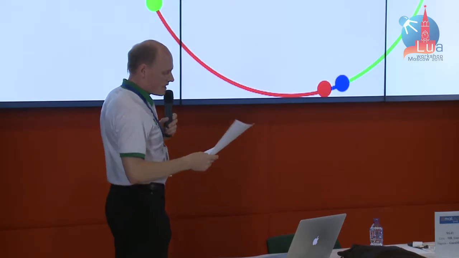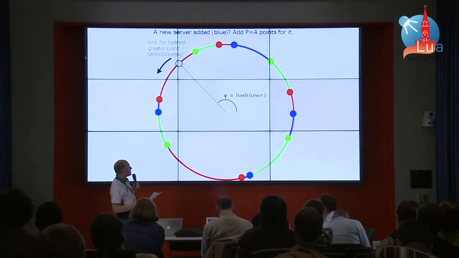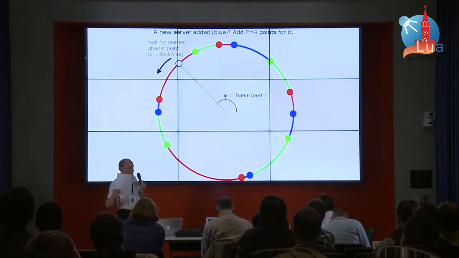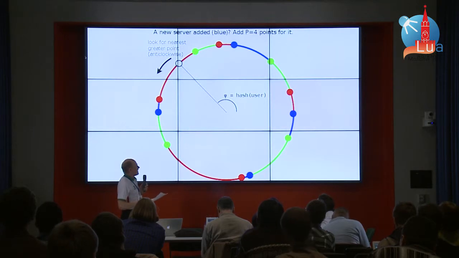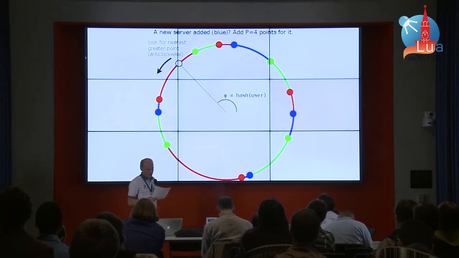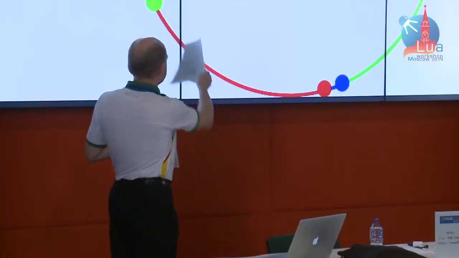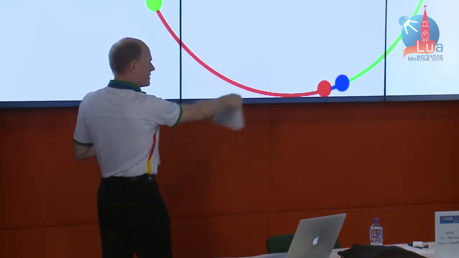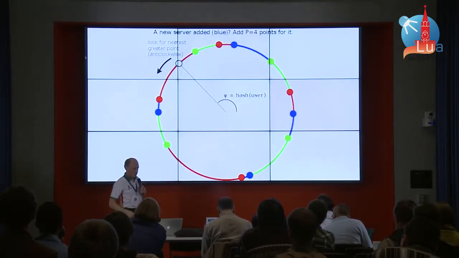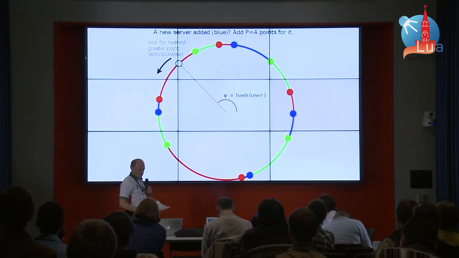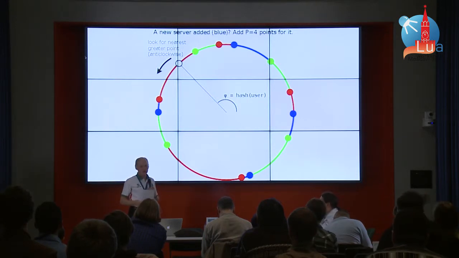In this way, approximately one-third of the users become blue, let's call them. And what is very important is that under no circumstances will any user switch from red to green or from green to red. That's impossible. These points never swap, they never change their position. So this algorithm solves our problem.